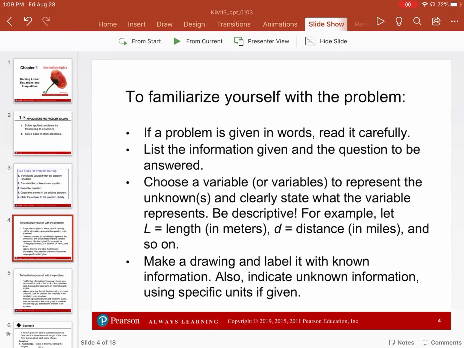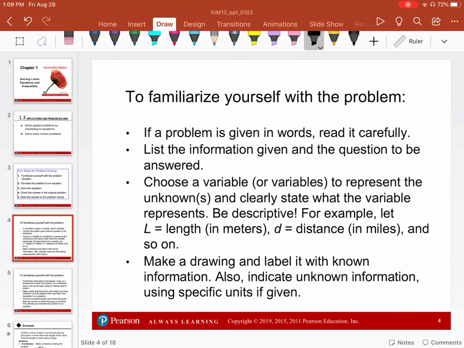Next, you want to list the information given and the question to be answered. Maybe you might want to underline what is the question. What are you looking for? Next, you want to choose a variable or variables to represent the unknown or unknowns, and clearly state what the variable represents. Be descriptive. For example, let L be length in meters, let D be distance in miles, and so on.